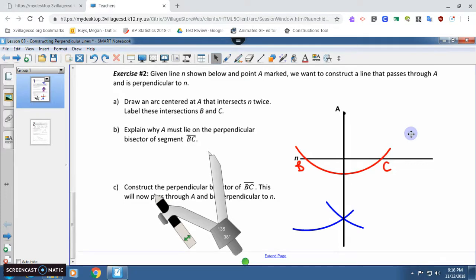So that would definitely count as full credit. If you want to just stick to using the 2 intersections above and below, that's fine too, because it's what we've been more used to throughout this.